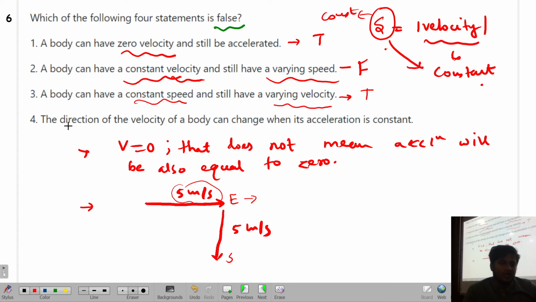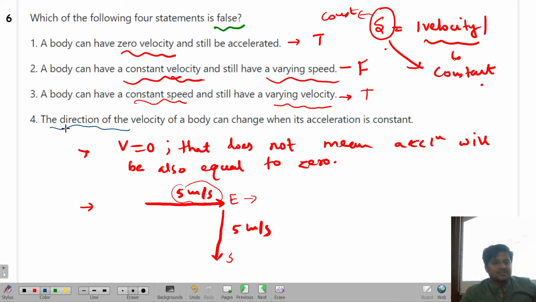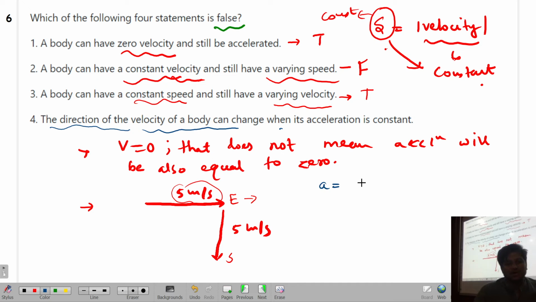Yes, sir. Okay, now moving to the fourth point: the direction of velocity of a body can change when acceleration is constant. Okay, fourth one we have to check. The direction of velocity of a body can change when its acceleration is constant. Look over here, see this. Acceleration is given as what? V minus u by t.